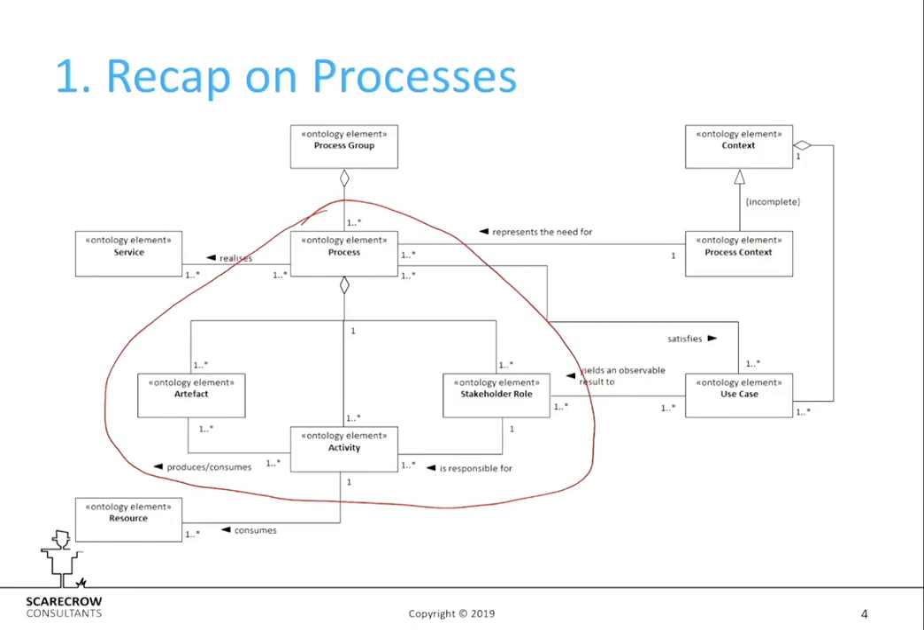Processes also consume, although consume's a bad word. Uses would be a better term there. So activities also use artifacts. So, for example, if you're doing a design process, an activity within a design process may use a requirements document, which would be an artifact that's flowing into the process. So processes produce artifacts, and they use other artifacts in that production.